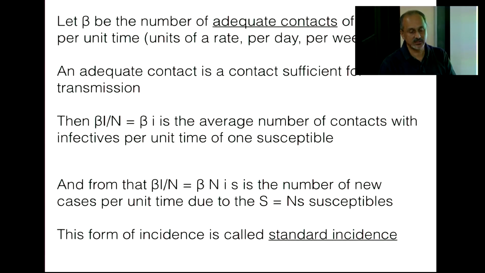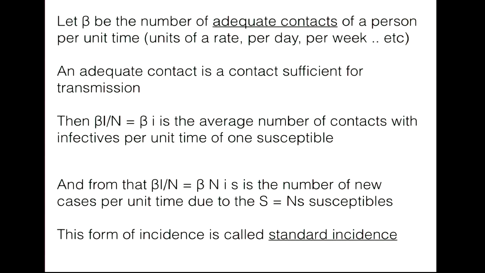So the most central argument is, first of all, what is the interaction between infected and susceptible people? As I said, there are a bunch of different models for this. And if you say that beta is the number of adequate contacts of a person per unit time, since it's per unit time, it must be per day, per hour, per week, per month, etc. An adequate contact is a contact that is sufficient to lead to the transmission of infection. So an adequate contact leads to transmission of infection.